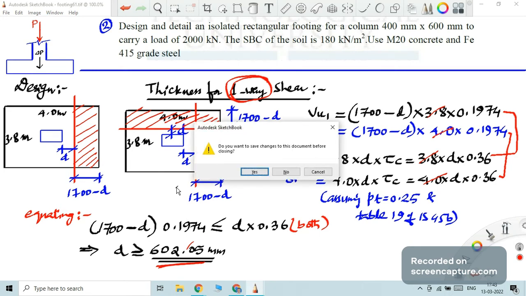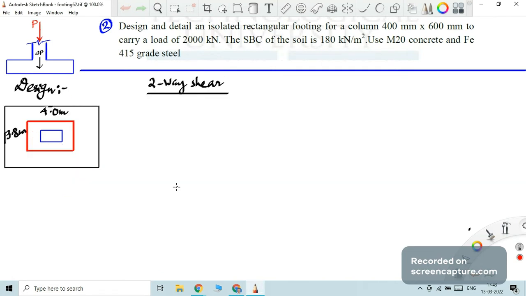Okay. Now let us discuss the two-way shear. Two-way shear, the section is this one. You know that this is the section, and the distance is D by 2, by reading the relevant clause in IS 456, D by 2, D by 2. So you can evaluate the dimension.